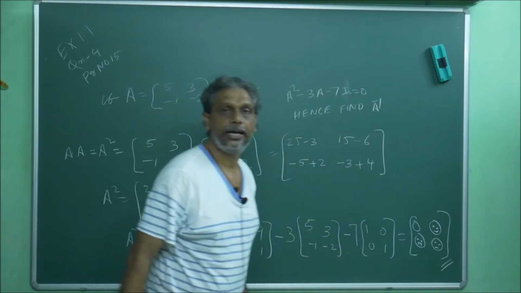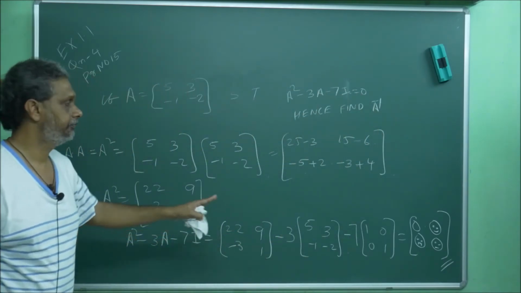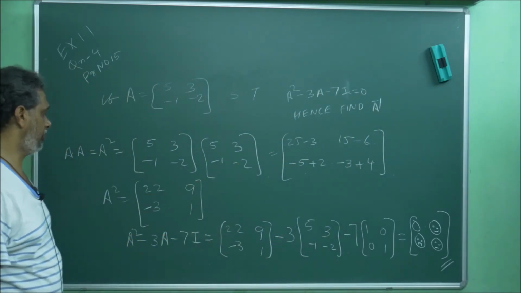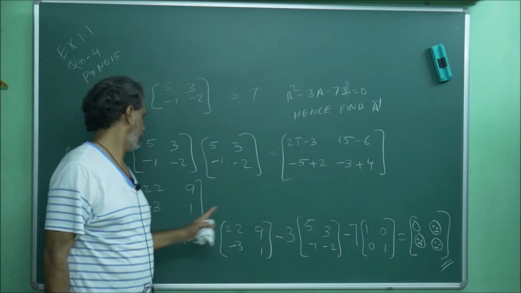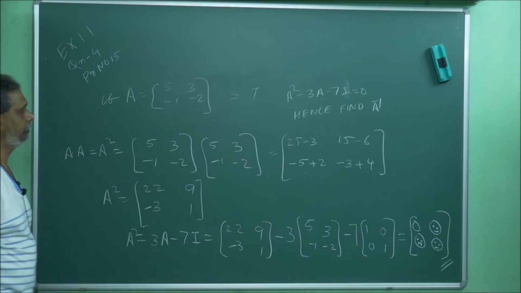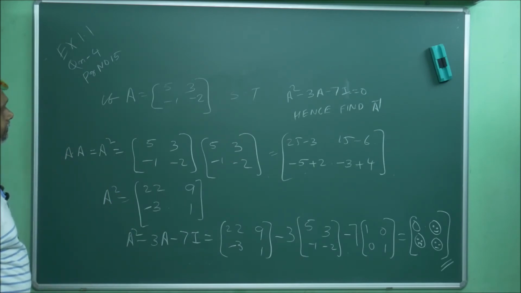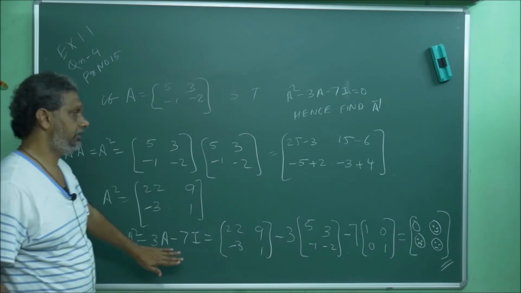Proved. Hence, first part proved. In the first part, everything got 0. See, this is minus 3. Minus 5 plus 2 is what? Minus 3. Check. Okay or not? Then, hence find A inverse, means what? Okay, happily I proved this result.